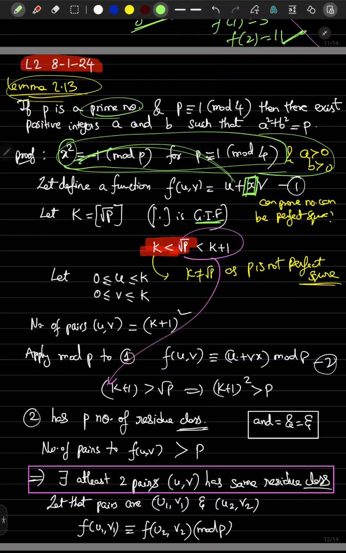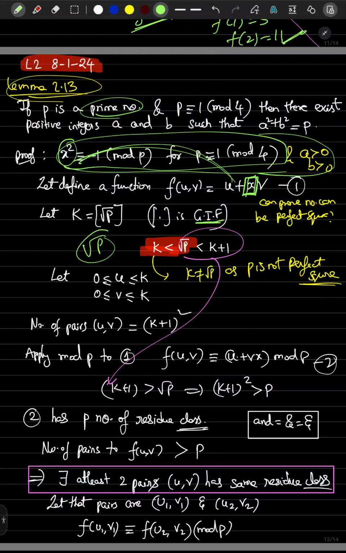Now tell me, what is the value of floor of 4.5? 4. Floor of x equals x when x is an integer. Not an even number, just a normal integer. This is the point you have to remember. So tell me, since p is not a perfect square, can root p be an integer?